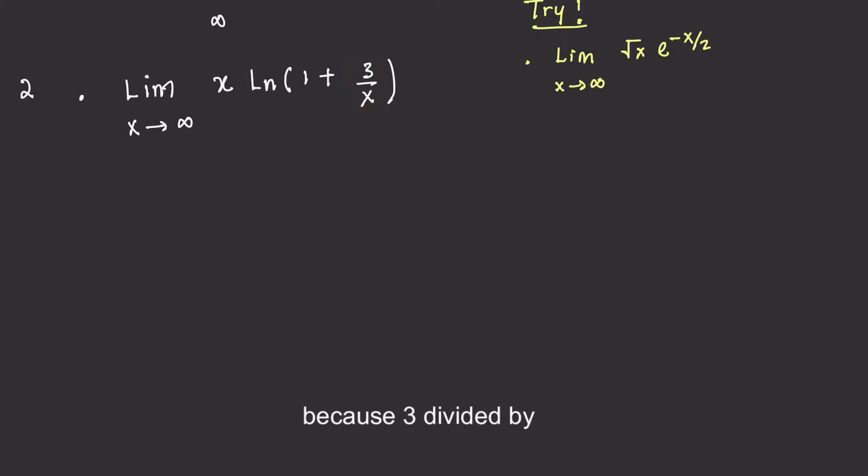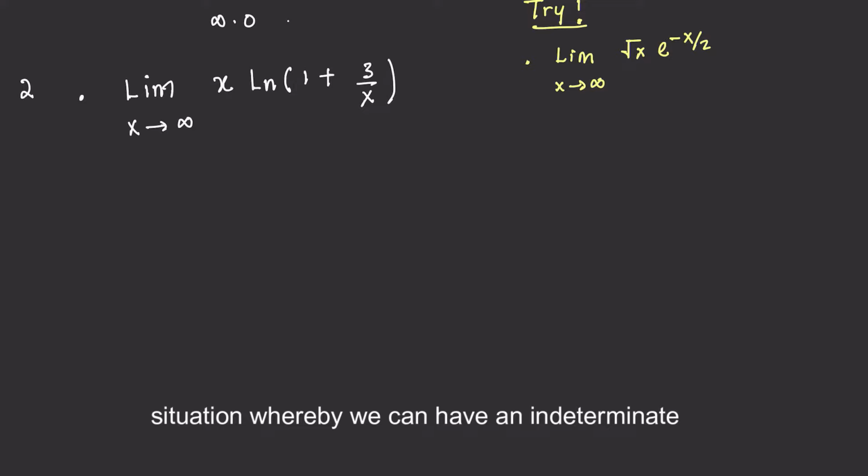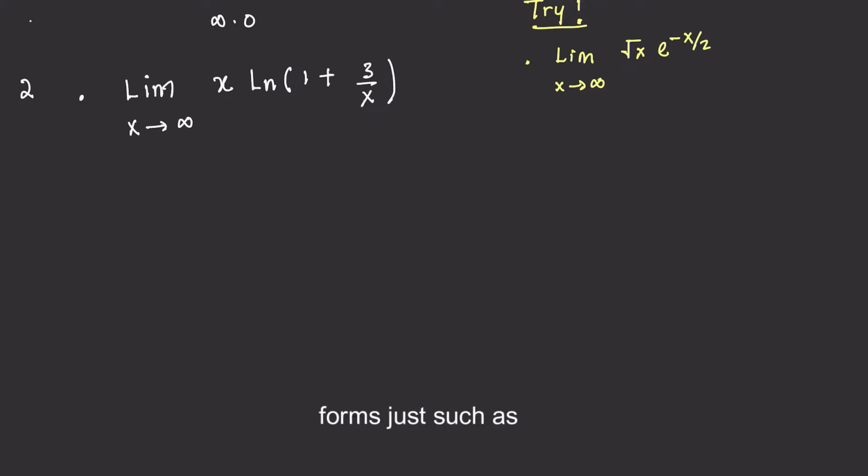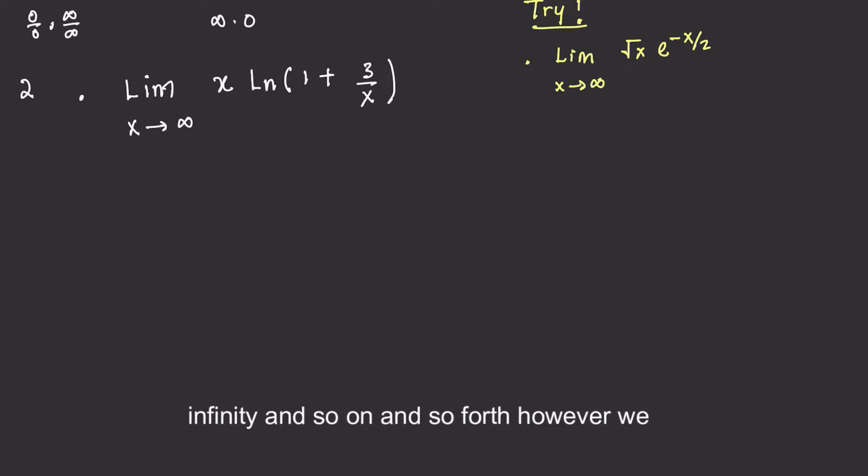Because as x goes to infinity, 3 divided by something very large is 0. So here we have ln 1, which is just 0. So we have infinity times 0. However, you can always rewrite this, because we want a situation whereby we can have indeterminate forms. We have several indeterminate forms, such as 0 divided by 0 or infinity divided by infinity, and so on and so forth.